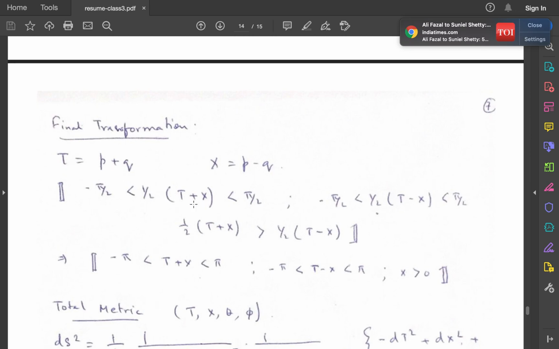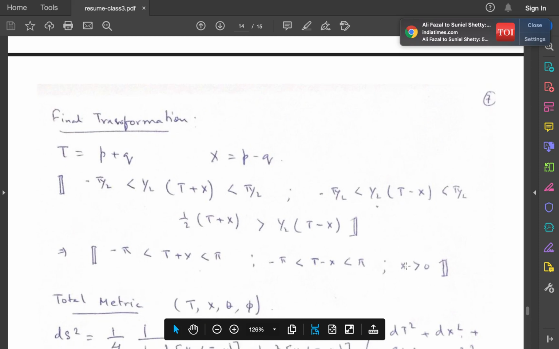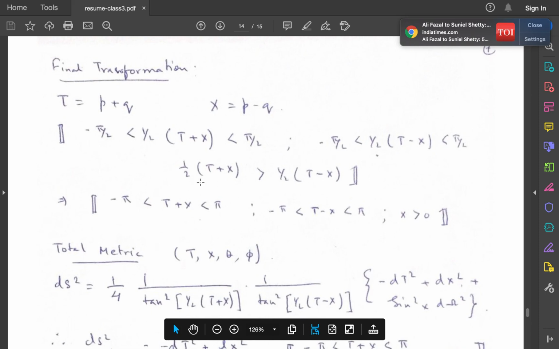So half of t plus x should lie between minus pi by 2 to plus pi by 2, and half of t minus x also should lie between minus pi by 2 to plus pi by 2, and p should be greater than q, which gives us this relation. I can also simplify this relation: t plus x lies between minus pi and pi, and t minus x also lies between minus pi and pi, and x greater than 0. So from this equation I get this range.